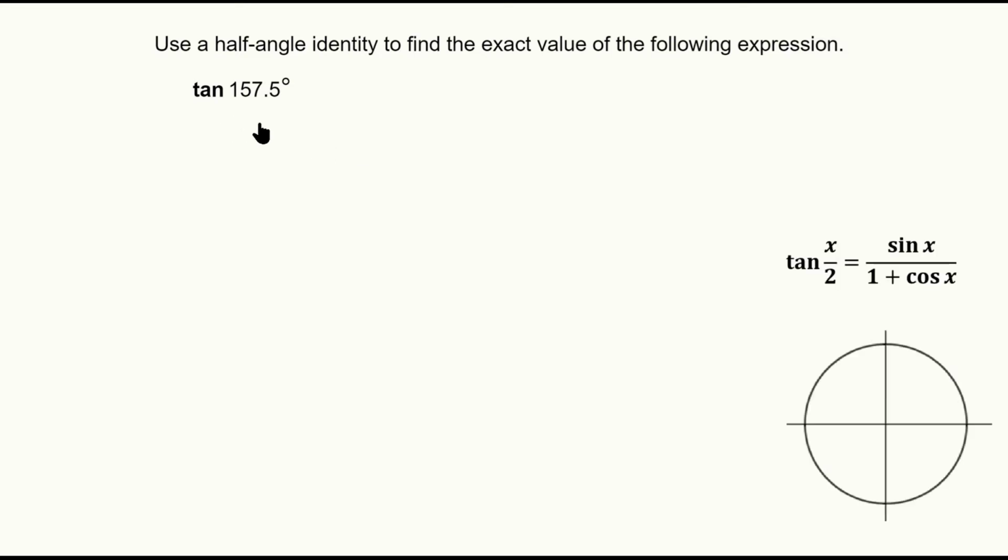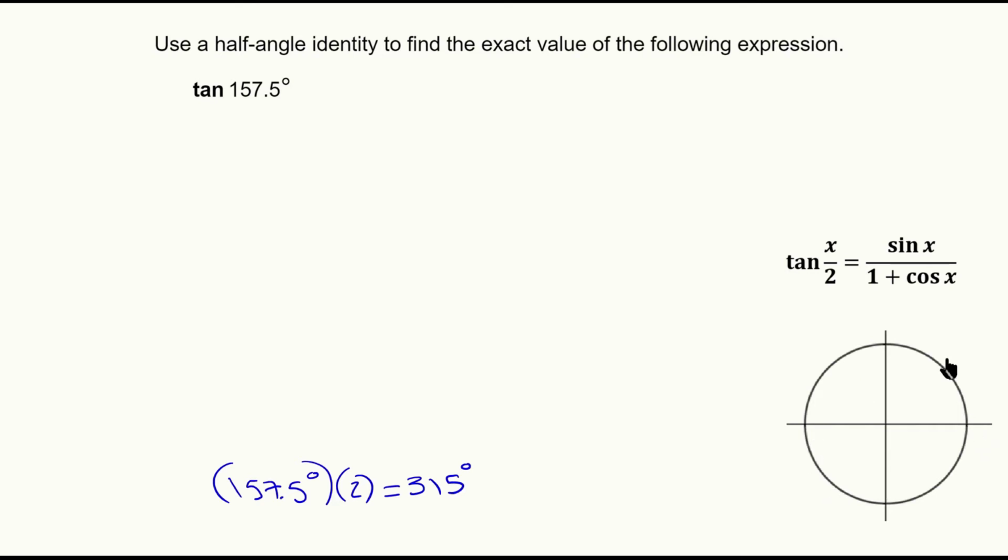Okay, so we can see that if we take 157.5 and double it, we get 2 times 150 is 300, 2 times 7.5 is 15, so we get 315 degrees. Now we know that's actually one of the main unit circle angles.